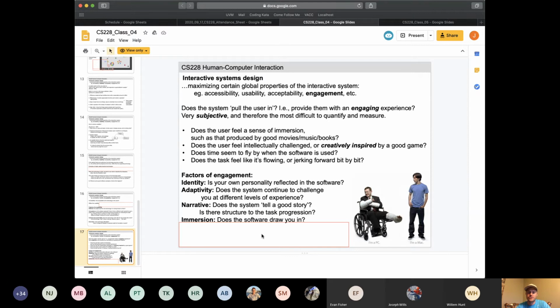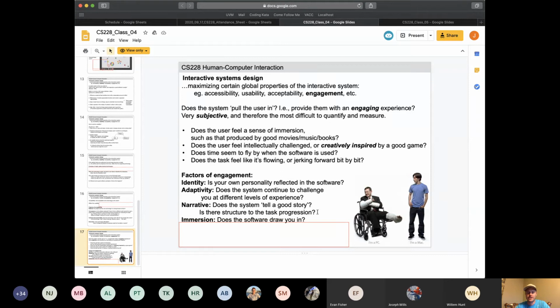Adaptivity. Does the system challenge you at different levels of experience? This is really important in games. If someone becomes better at a game, hopefully you have some way to adapt the game such that it feels as difficult as when they were a beginner, so they can stay engaged. Otherwise it becomes too easy and becomes boring, right? So there's definitely a balance there with games, but there's adaptivity in lots of systems. People want to feel challenged. Like I said earlier, they want to feel intellectually challenged, but there's a balance. Not too challenged, not too easy.